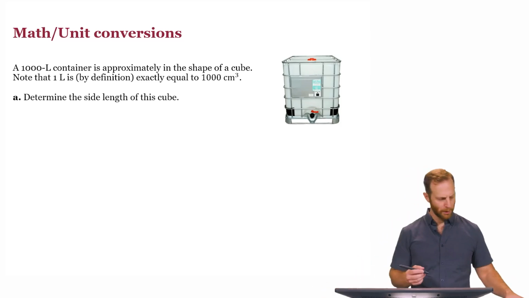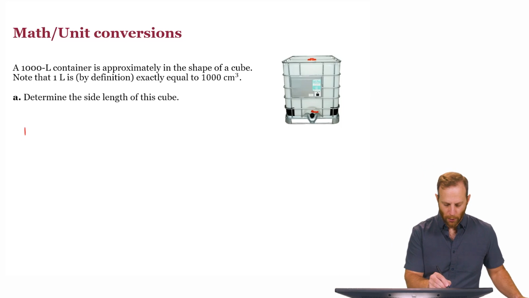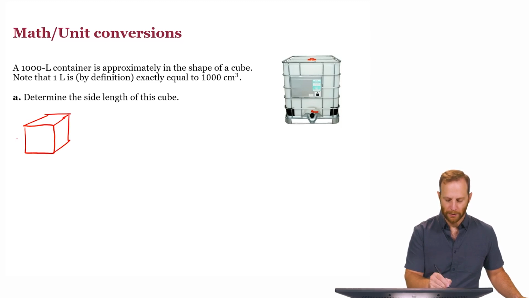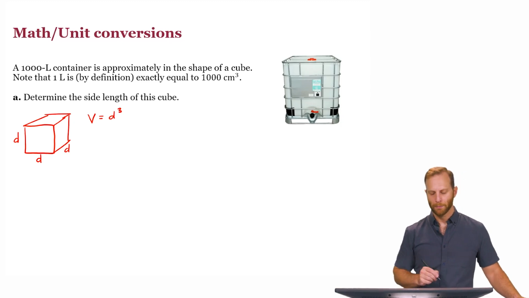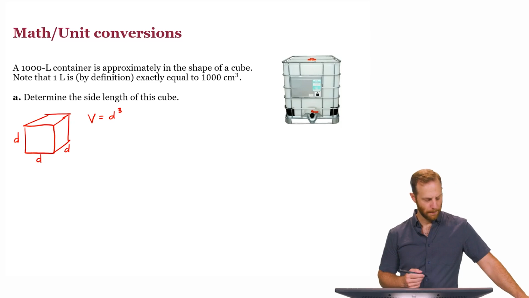We have a picture here, and it might be even more useful to realize what we're being asked to do. If it is approximately a cube, that means that this geometric shape has side lengths that we can call d. D high, d wide, and d deep. So the volume of a cube like this is simply d cubed. We'd like to figure out what is d.